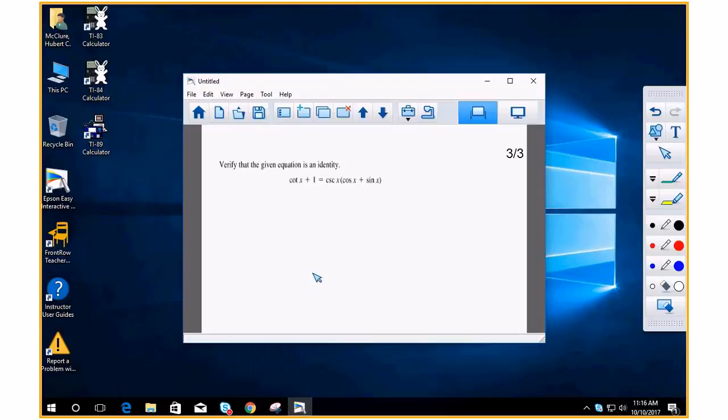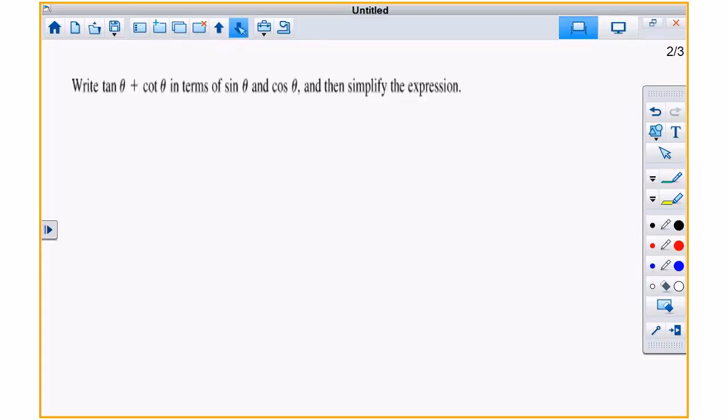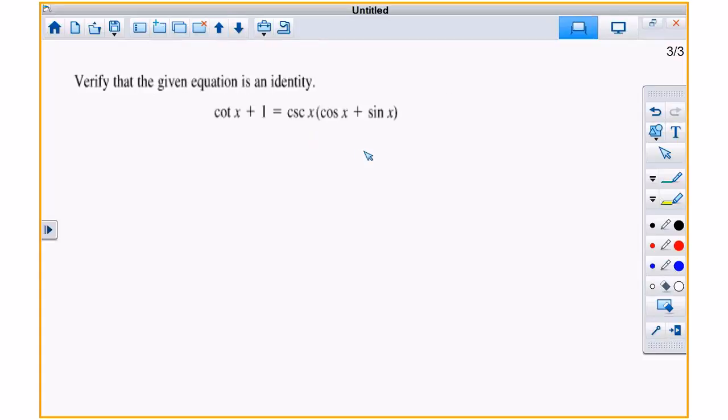Go ahead and look at that problem there and write it down. Well, that's not it. No. Write that problem down. Verify that the given equation is an identity.